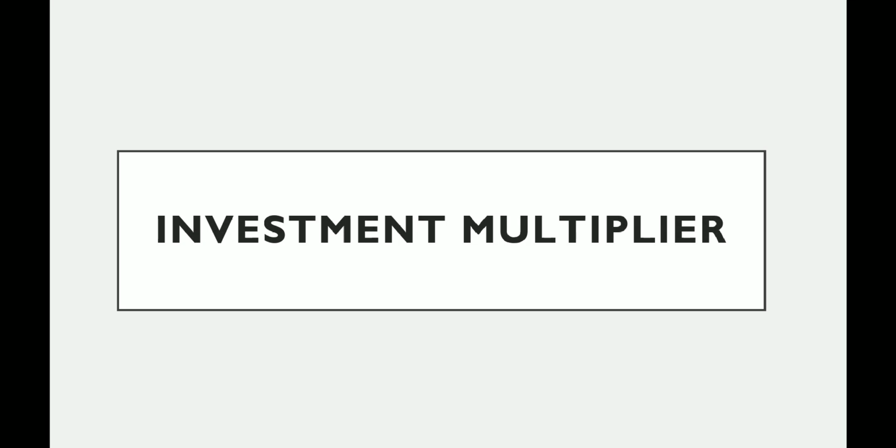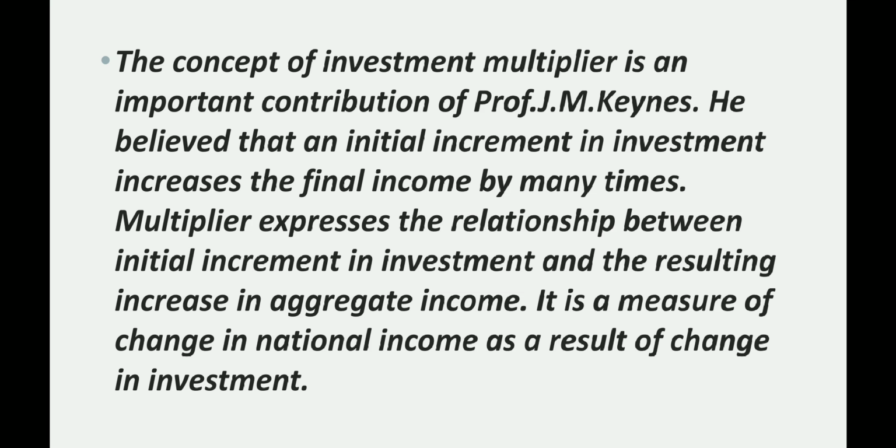Our today's topic is investment multiplier. The concept of investment multiplier is an important contribution of Professor J.M. Keynes. He believed that an initial increment in investment increases the final income by many times. Multiplier expresses the relationship between initial increment in investment and the resulting increase in aggregate income. It is a measure of change in national income as a result of change in investment.